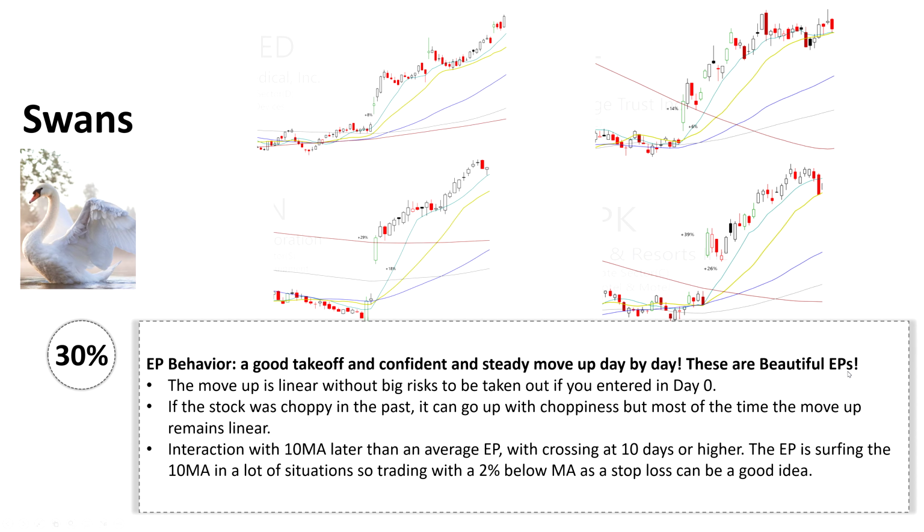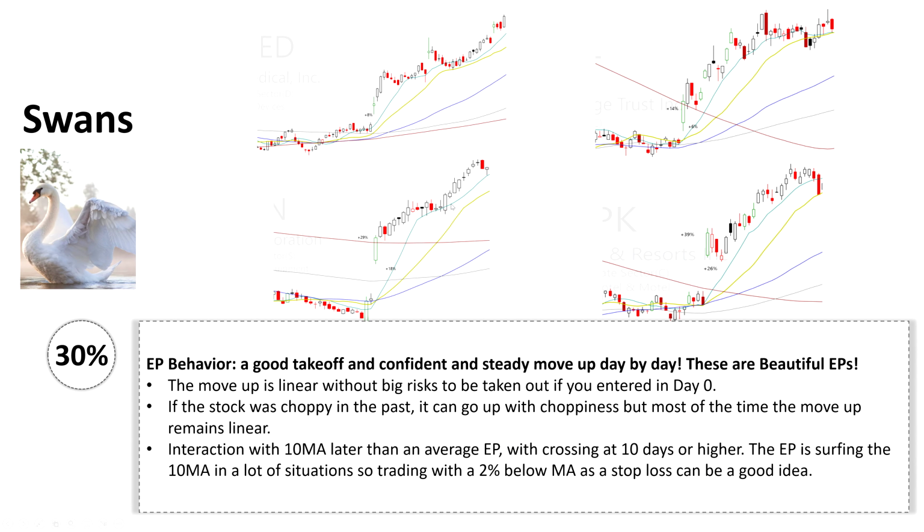These are beautiful EPs. The move up is linear, without big risks of being taken out if you trade in day 0, if you enter in day 0. If the stock was choppy in the past, it can go up with choppiness, but most of the time the move remains linear. Interaction with the 10 days moving average is later than an average EP, with crossing at 10 days or higher. Because the EP is surfing the 10 days moving average in a lot of situations, trading with a 2% below MA as a stop loss can be a good idea.